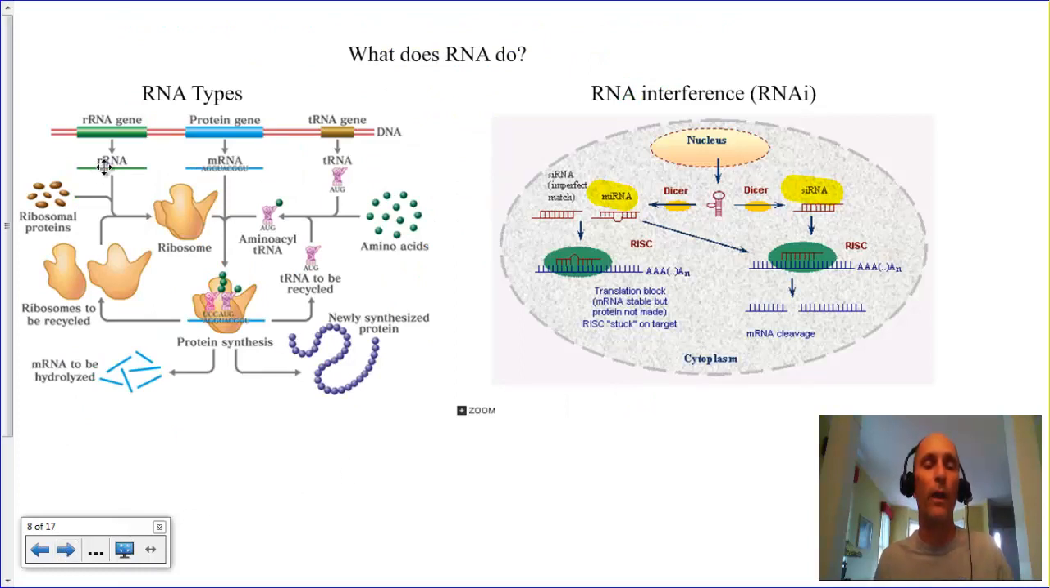Well, we have at least 3 different types of RNA that you know about. One of those is mRNA, or messenger RNA, and that is what is transcribed when we're trying to make a protein. So that takes the information from the DNA and takes it to the ribosome. And the ribosome itself is actually made up of 2 things. It's made up of rRNA, ribosomal RNA, and it's made up of proteins.